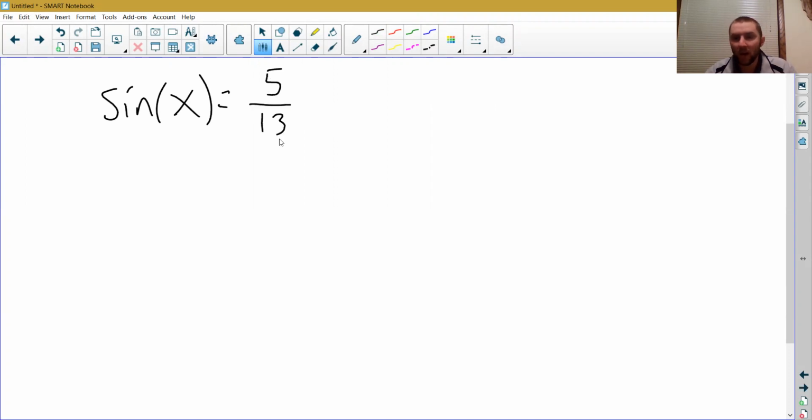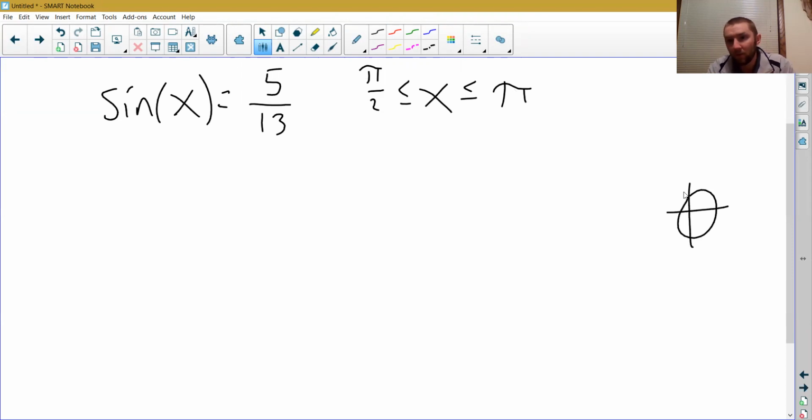Okay, we know it's equal to 5/13, and we know that x is somewhere between pi over 2 and pi on the unit circle. So the sign is positive. We are in the second quadrant. Pi over 2 to pi would be the second quadrant, right? It would be this side over here, pi over 2 to pi.